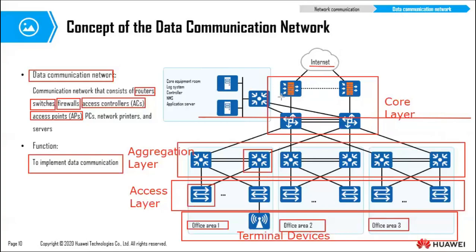Now, generally, in order to implement security between your private network and the public network, we normally deploy firewalls at the core layer. The firewall is used to implement security policies that will either block traffic that is moving from your private network to outside or from outside to inside.